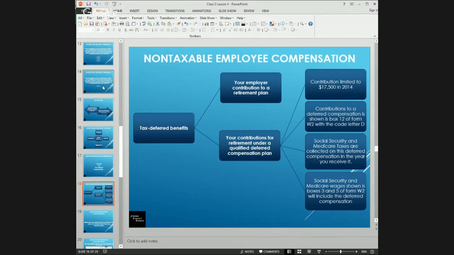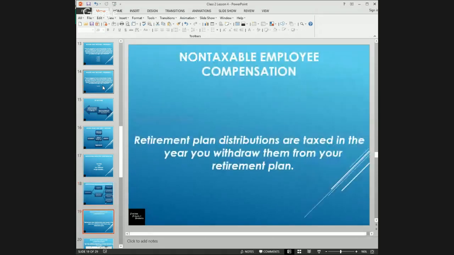The next thing is Social Security and Medicare taxes are collected on this deferred compensation in the year that you receive it. So you would actually be paying Social Security and Medicare on the amount of money that you put into these qualified accounts. Social Security and Medicare wages are shown on box 3 and box 5 of the Form W-2, and we will see an example here in just a moment.